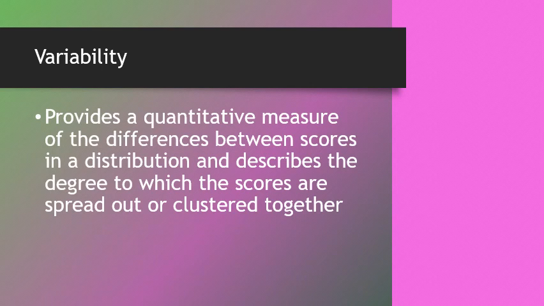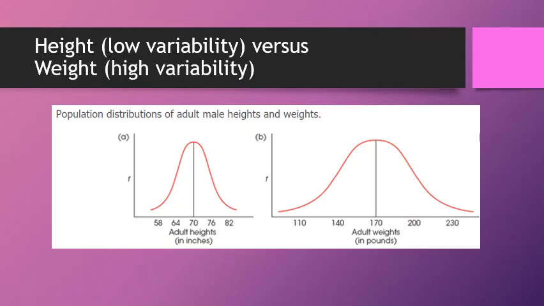So variability, in essence, provides a quantitative measure of the differences between scores in a distribution, and it describes the degree to which the scores are very spread out or they're very clustered close together. And you can see variability a little bit easier when looking at a graph. So let's look at the graph here.